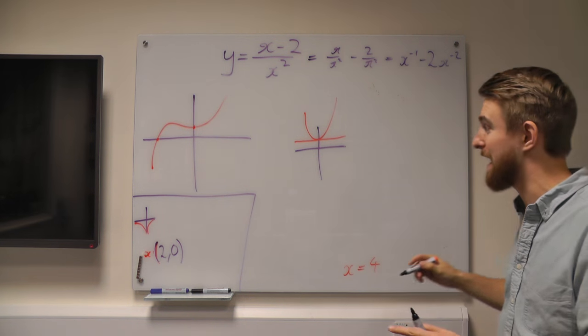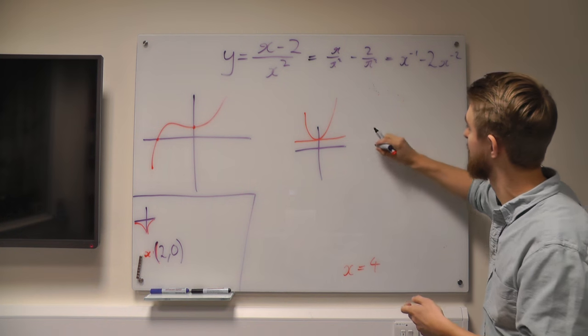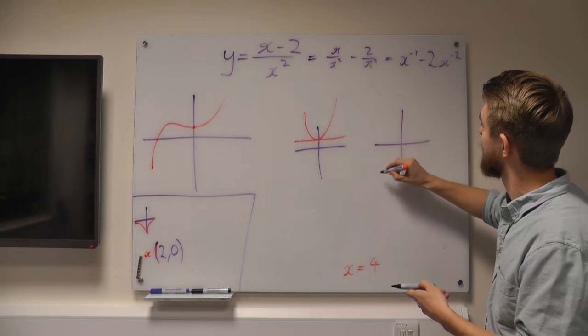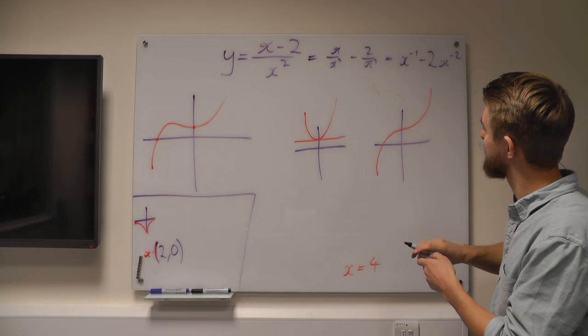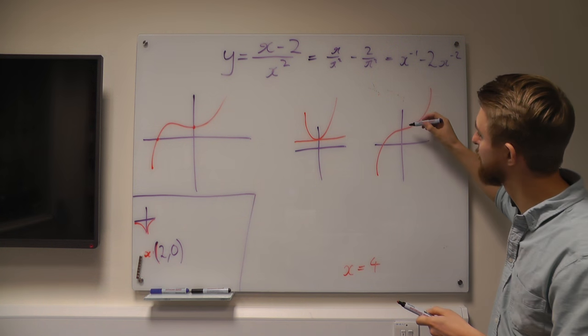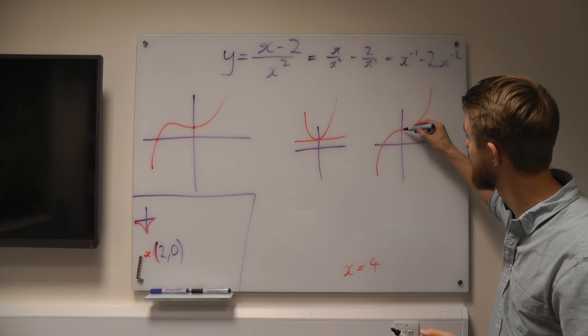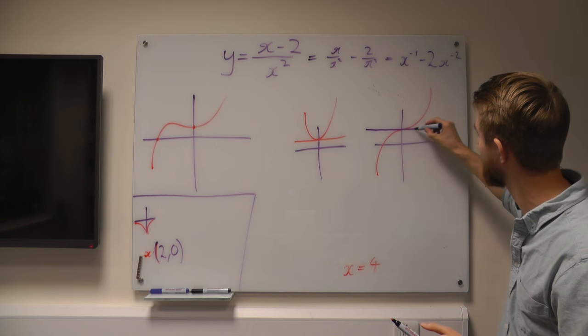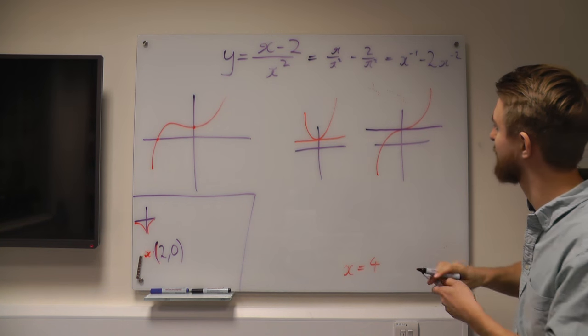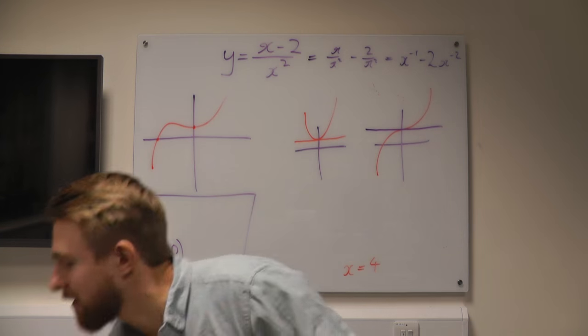But we could equally have a function that looks like this, where you can see, and I haven't drawn it brilliantly, but you can see just here, the gradient's actually got flat. So there's a flat bit in your function here. Okay, that's a terrible drawing of it. Let me have another go at that.